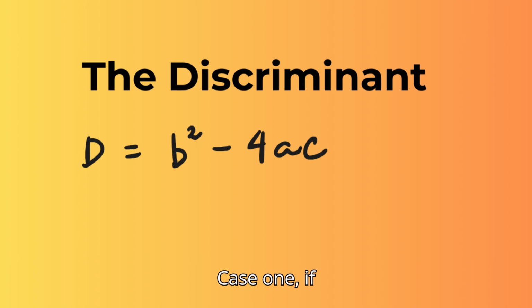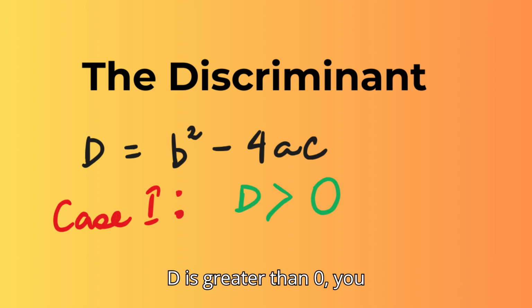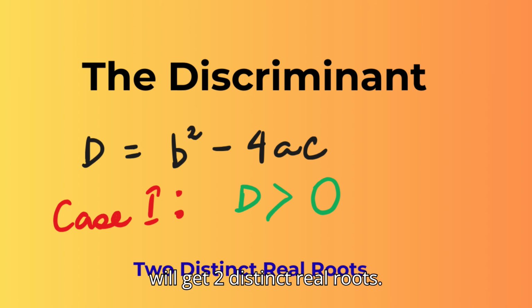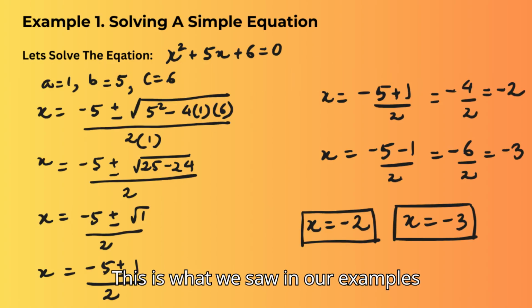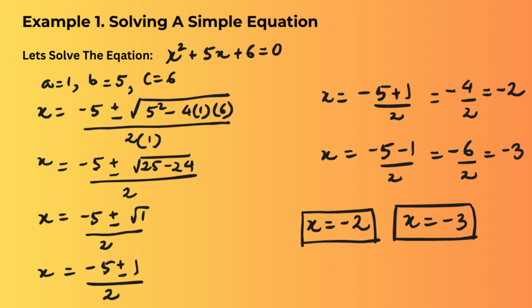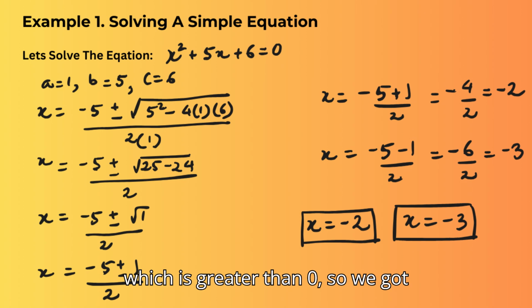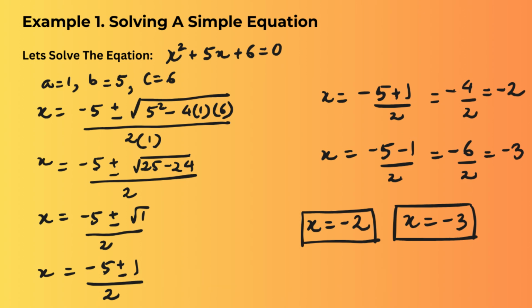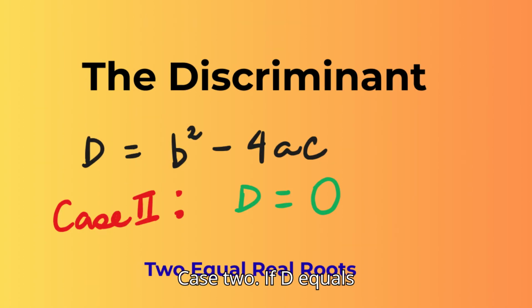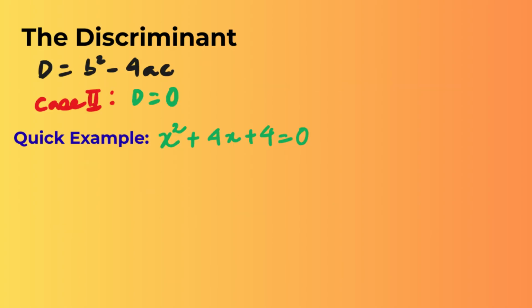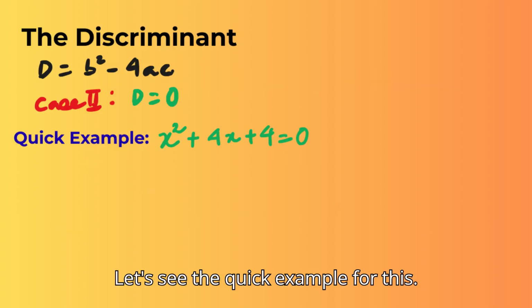Case 1. If D is greater than 0, you will get two distinct real roots. This is what we saw in our examples today. The discriminant was 1, which is greater than 0, so we got two solutions, -2 and -3. Case 2. If D equals 0, you will get two equal real roots. Let's see a quick example for this.